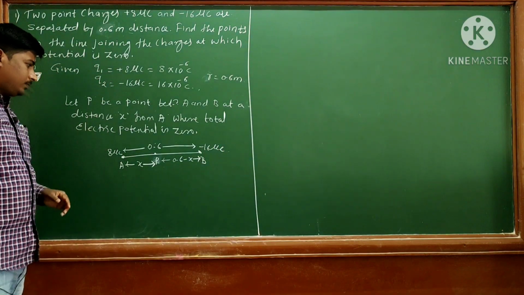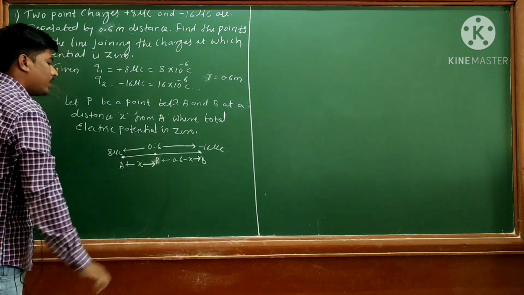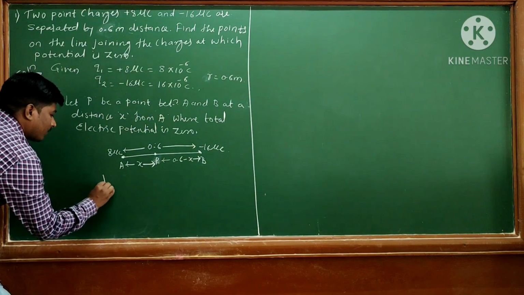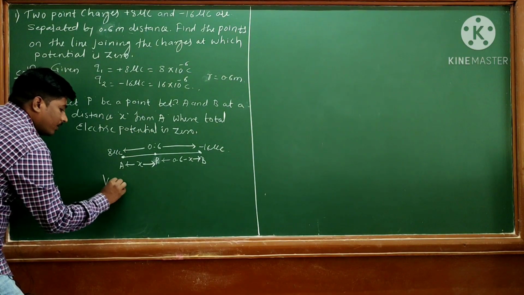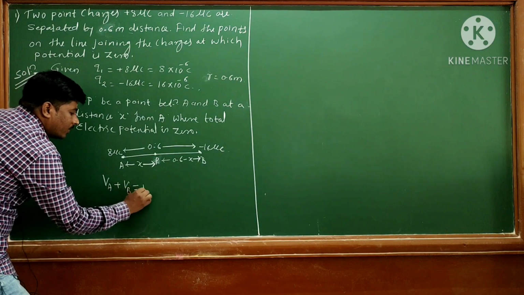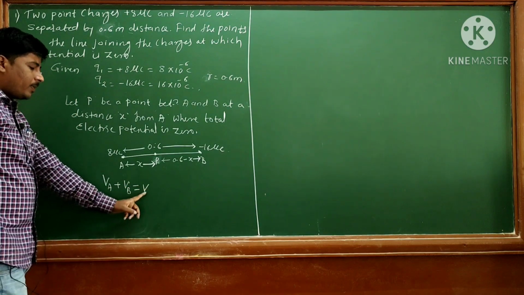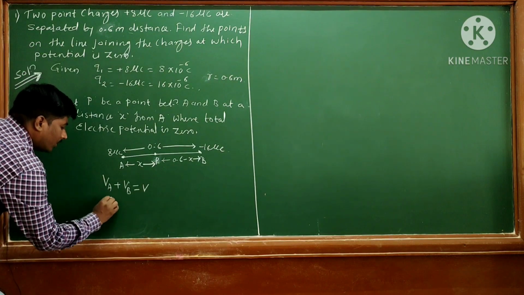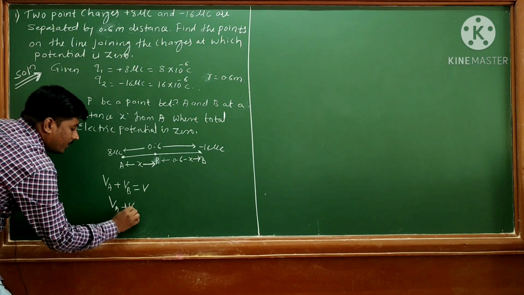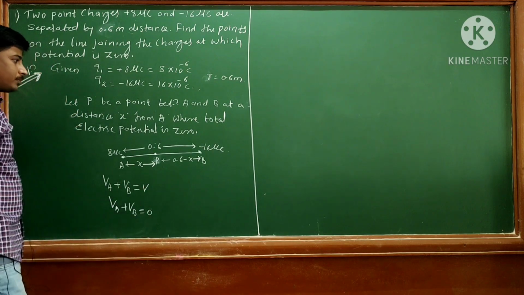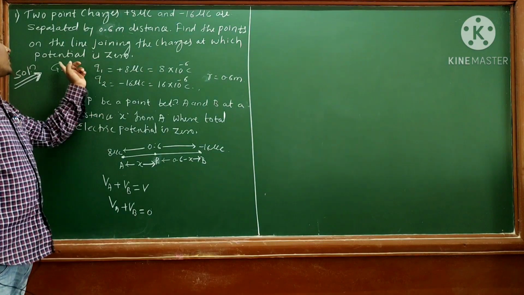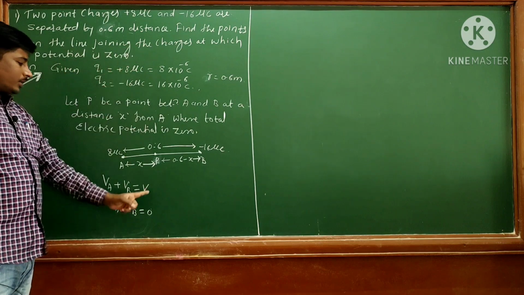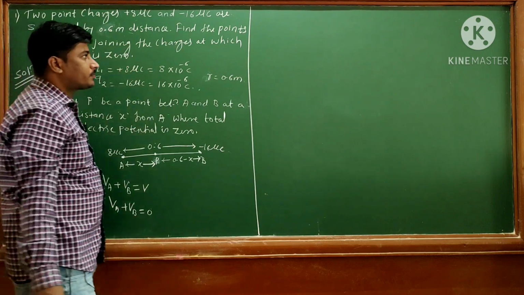Okay. So now the total electric potential at P must be equal to 0. So we will find the potential at A plus the potential at B, which must be equal to V. So VA plus VB equals 0. V is the total electric potential, and it must be equal to 0, right, as the problem says: find the points on the line joining the charges at which the potential is 0. So the total potential is 0 now.